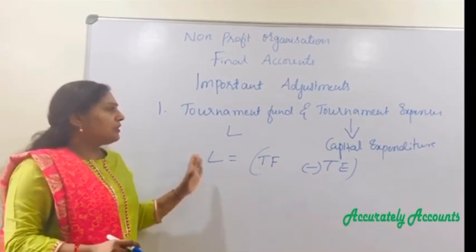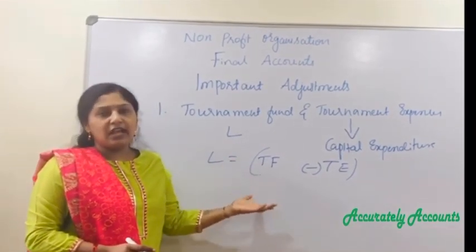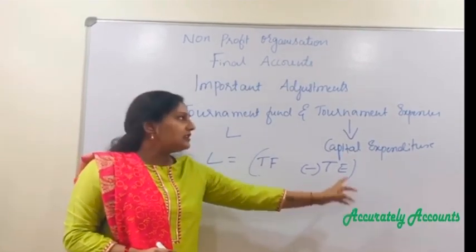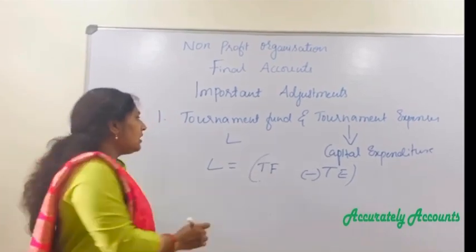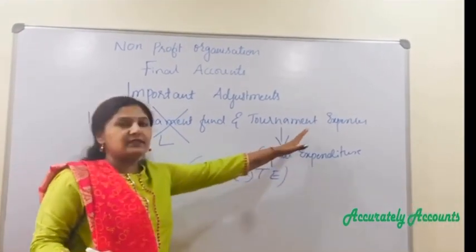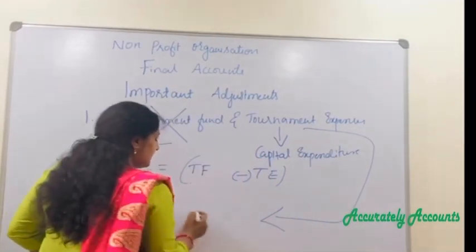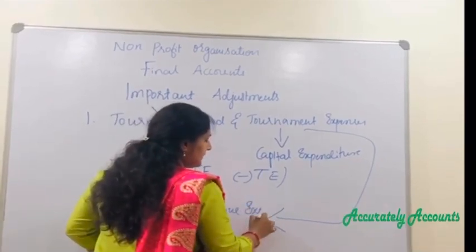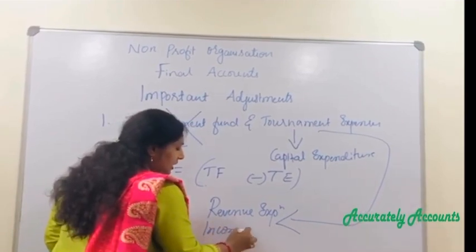So need not be only for the tournament fund. For any funds generally, the treatment will be on the liability side of the balance sheet, and if any expenses associated to that, definitely it will be treated as a capital expenditure. Now say the tournament fund is not given. Only the tournament expenses are given in the problem. Then the tournament expenses will be treated as revenue expenses, and we need to treat it in the income and expenditure account.